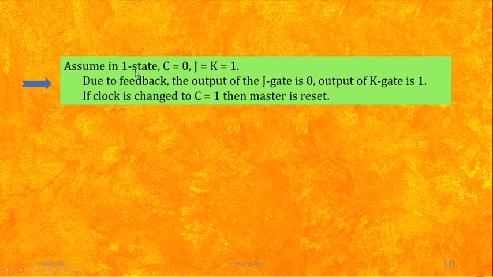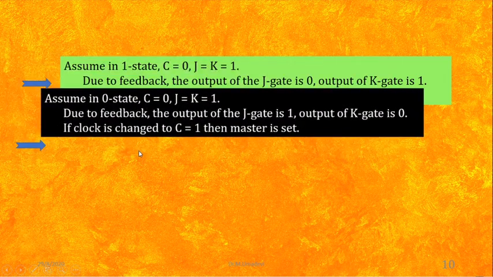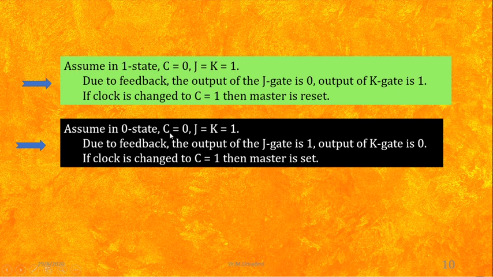So assume that for one state, clock is equal to 0, J is equal to 1. Due to the feedback, the output of the J gate is 0, the output of the K gate is 1. This is after feedback. If the clock is changed from 0 to 1, then the master is reset. Then again assume the 0 state. The clock is 0, J is equal to K is equal to 1. Due to feedback, the output of J is now changed from 0 to 1. The output of K is changed from 1 to 0. If the clock changes from 0 to 1, then the master is reset. And these two conditions are after feedback.